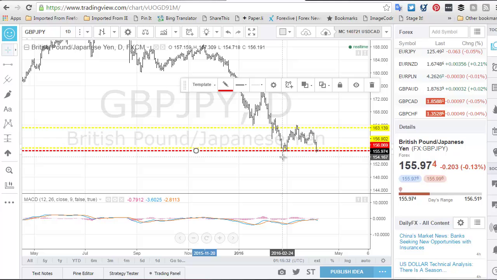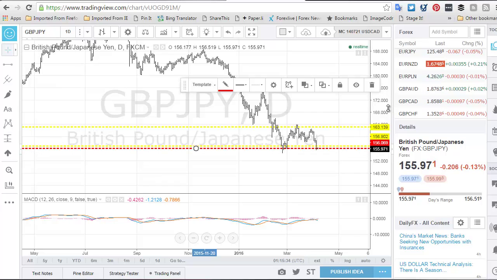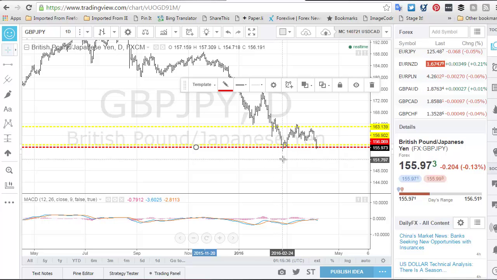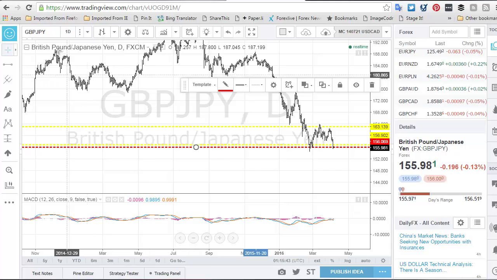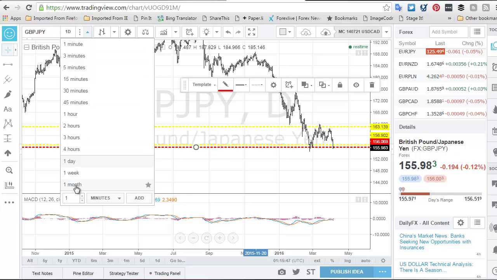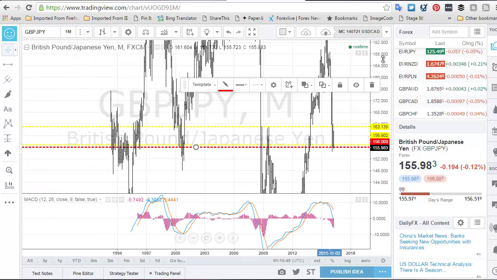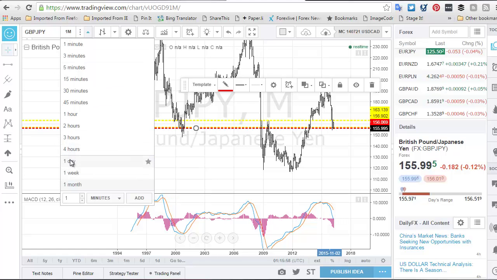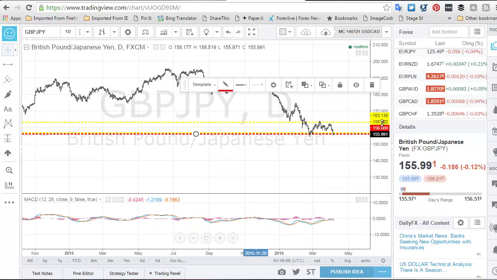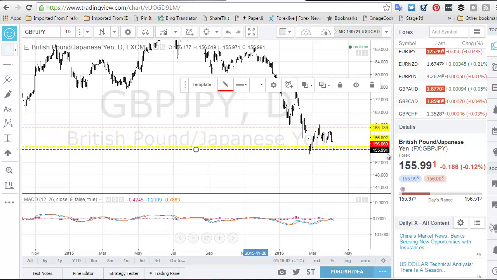Now there are people who will argue that this is a double bottom, and it's perfectly okay to argue that. You just got to remember that on the monthly chart, it was the double bottom in the middle of the range. This is a double bottom, and this is in the middle of a range, in the middle of a trend. So some people would argue that that's a double bottom.